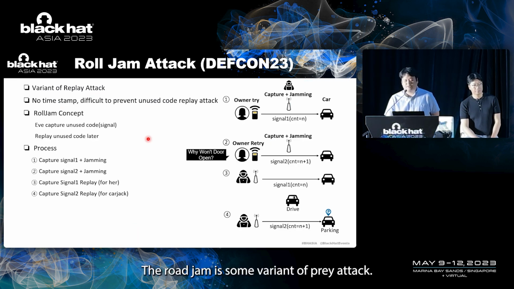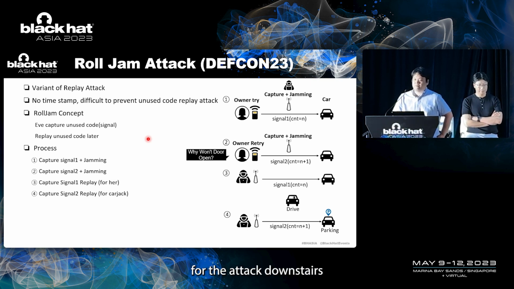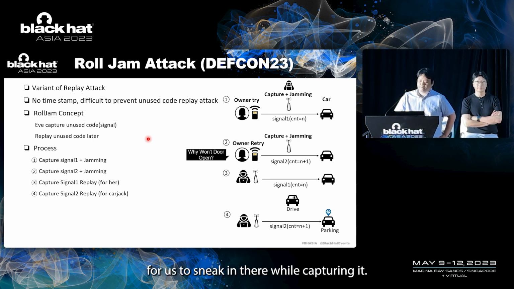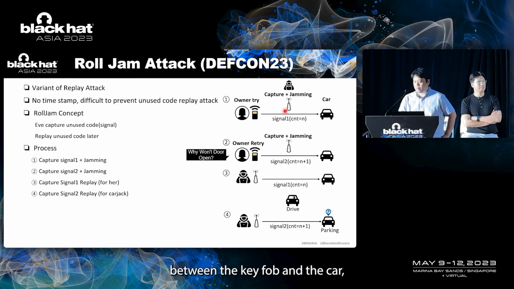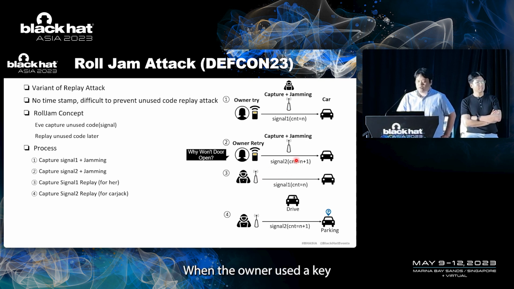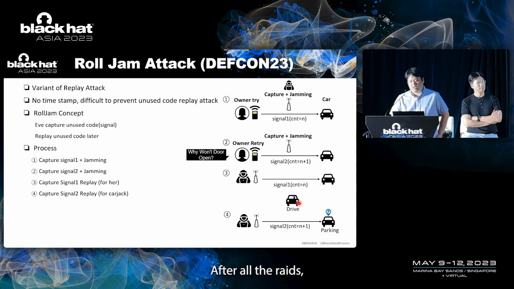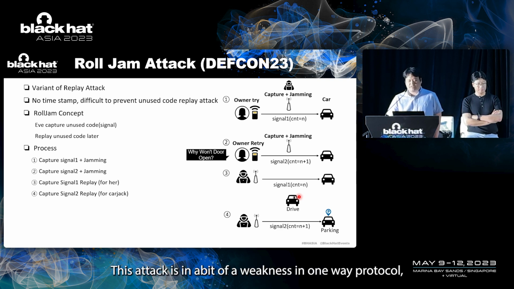The rollback is a variant of the replay attack. In summary, the attacker intercepts and stores the unused key fob signals. The attacker jams the first signal while capturing it, causing interference between the key fob and the car. They then repeat the process for the second signal. When the owner uses the key fob again, the attacker forwards the first captured signal to unlock the car. After the owner leaves, the attacker can use the unused second signal to gain access to the vehicle. This attack is an inevitable weakness in one-way protocols, making it difficult to avoid because there is no timestamp.